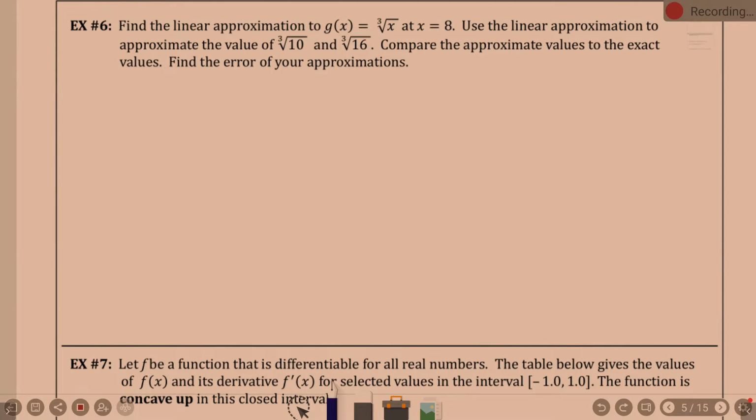Okay. Shall we talk about some linear approximation? Yes. Okay. So we left off with number 5. No idea what 5 was. Hooray for number 6.